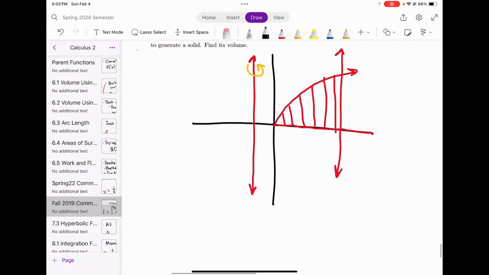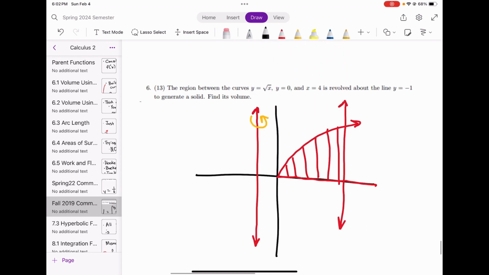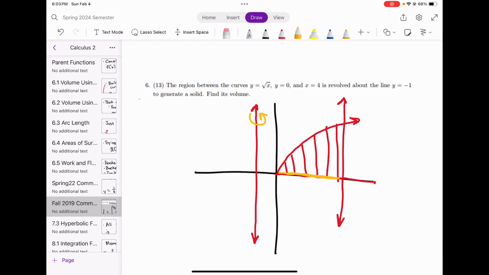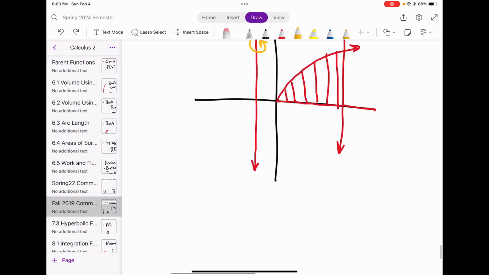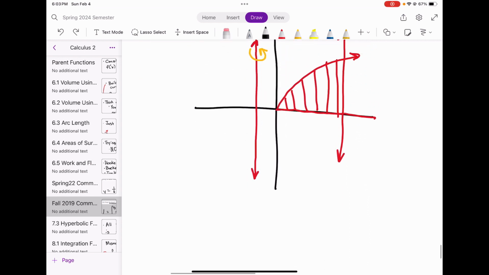Although cylindrical shell might be a bit easier for you, it doesn't really matter. You can't use the disk method because there's a gap right over here. You can only use the disk method if it was completely stuck on. So for example, if x is equal to 4 was the axis of rotation, only then could we use the disk method, or like the x-axis. But here in this case, we cannot use disk. And obviously we can't use the cross-section method.